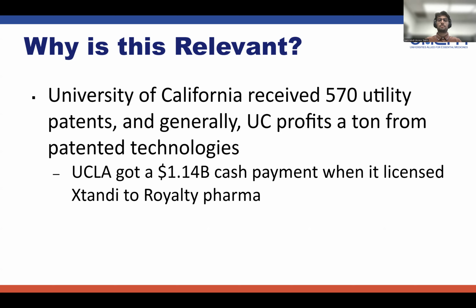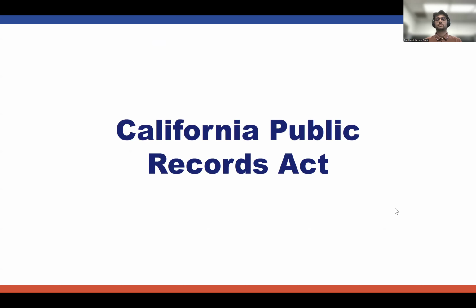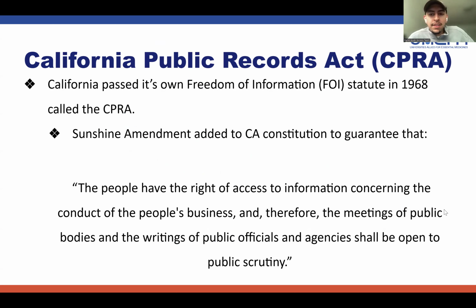So this is kind of an illustrative example for why the Freedom of Information Act and all of our advocacy work is as important as it is. And with that, I will kick it off to Daniel to explain the California Public Records Act. Yeah, so I'm going to talk about the California Public Records Act. You can go to the next slide.